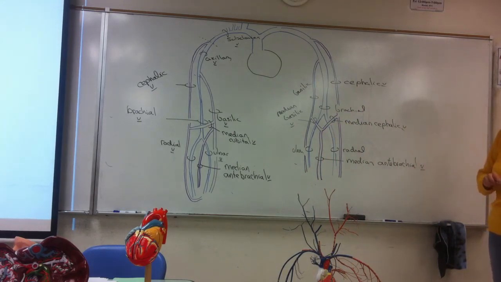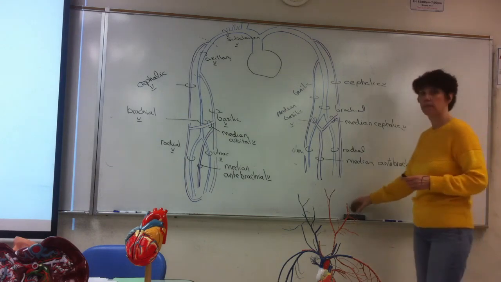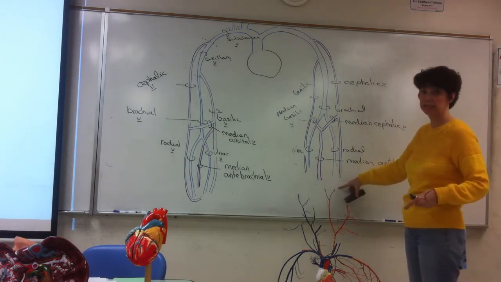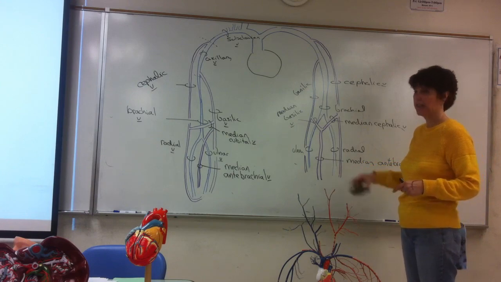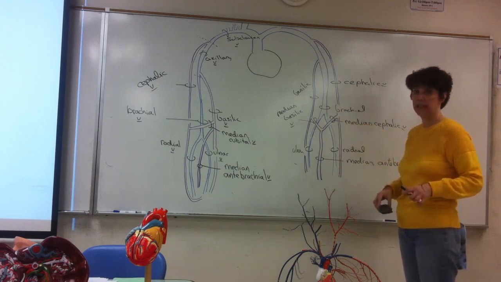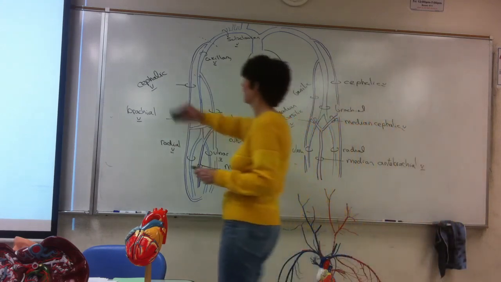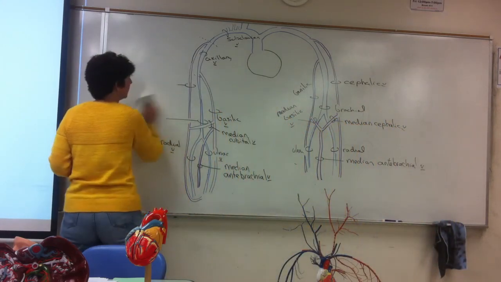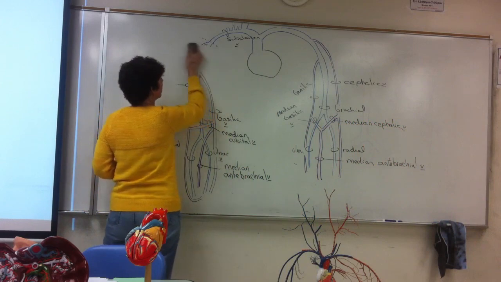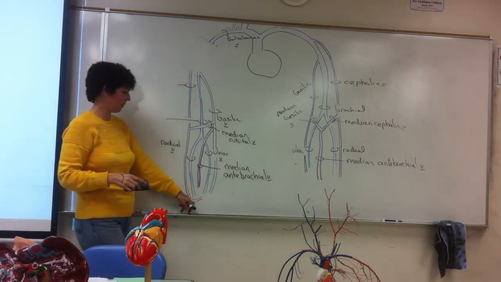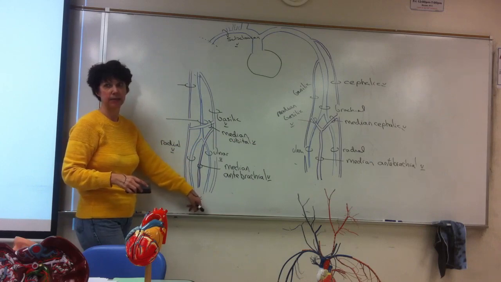So where is the dorsal venous arch? The dorsal venous arch is going to be the beginning of the cephalic. I just didn't draw it on that side because I was interested primarily in the elbow region. I only drew it on this side. The dorsal venous arch would be right here. I just didn't label it.